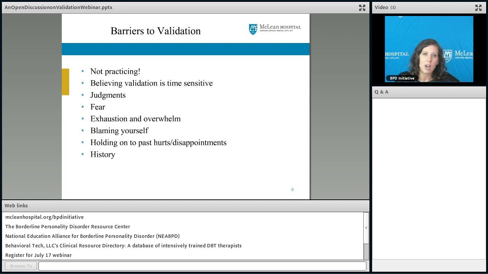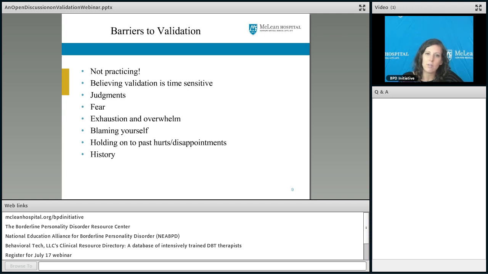Believing that validation is time-sensitive. Okay? Often people get stuck saying, oh, I should have validated in this moment, and now I missed the moment, and I can't go back. The wonderful thing about validation is going back to somebody and saying, it seems like it was just a really hard day for you yesterday, is validating in and of itself. Because what it means is, wow, my experience was important enough that you took some time to think about it, and now you're coming back to it.